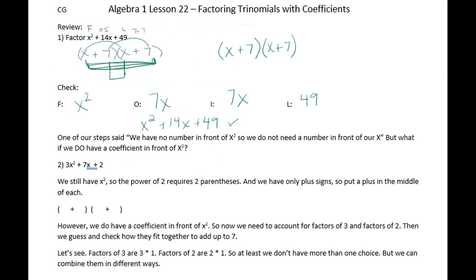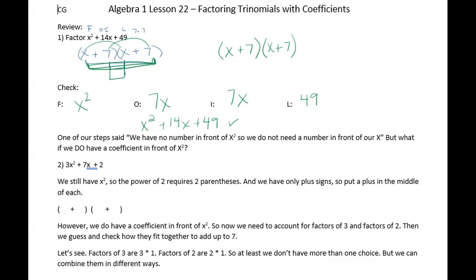So let's see how we're going to do that on paper. Here it is again. We still have an x squared, so we know that the power is 2, and that's going to require 2 sets of parentheses because there are 2 factors. We also only have plus signs, so that's nice. We don't have to work with negatives yet. So I can put the plus in the middle of each of these parentheses. However, I do have that coefficient in front of x squared. So now I have to account for factors of 3 and factors of 2 when I get my ones in the middle, my outside and my inside, to add up to 7x.